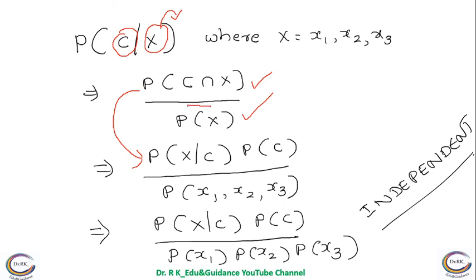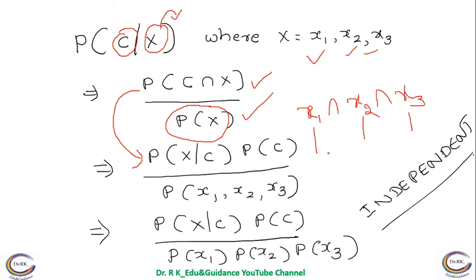But the only problem here is that X is not a single feature; it consists of X1 as well as X2 and X3. That means X is nothing but X1 intersection X2 intersection X3, and these probabilities are not available. What we have is P of X1, P of X2, P of X3. We know that when two events are independent, we can write P of A intersection B equal to P of A into P of B. So here also this is an intersection, P of X1 intersection X2 intersection X3. Instead of this, what we want is P of X1 into P of X2 into P of X3.